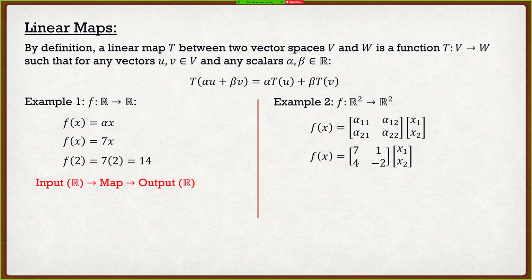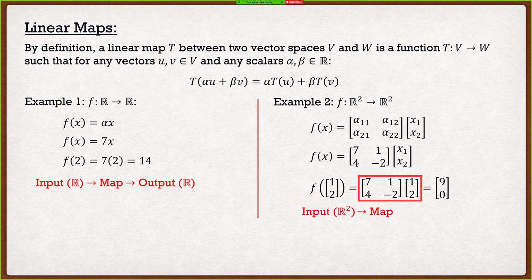So let's say that our linear map in this case was 7, 1, and then 4, negative 2. What I can do is I can say, all right, if I input a vector, let's say 1, 2, I can get an output vector of 9, 0. So again, we have an input, which is in R2. We throw that into our linear map, and then we're outputted with 9, 0.